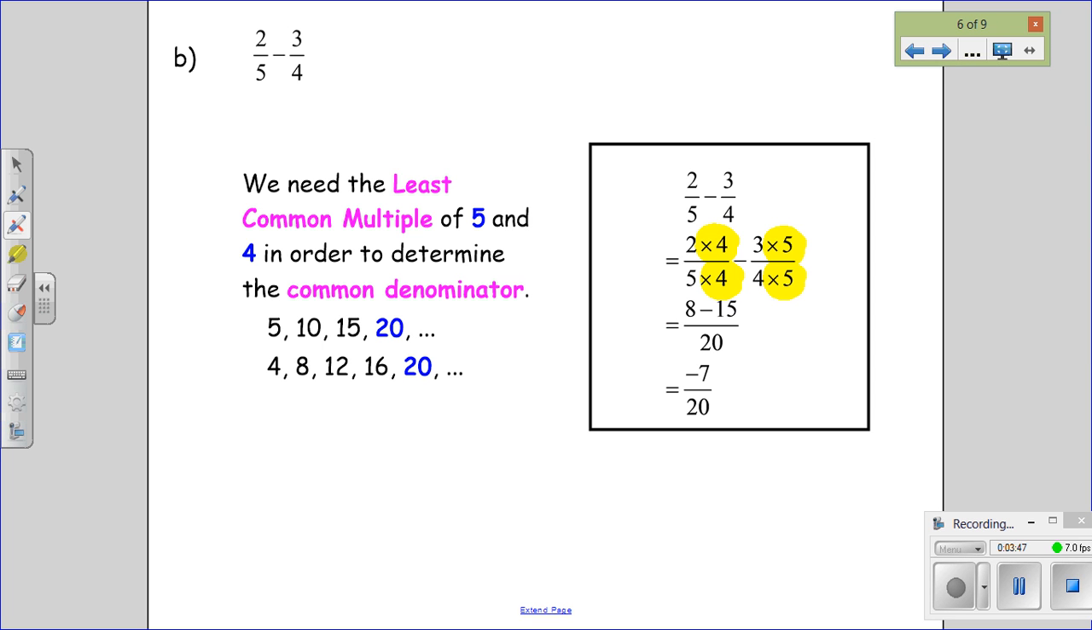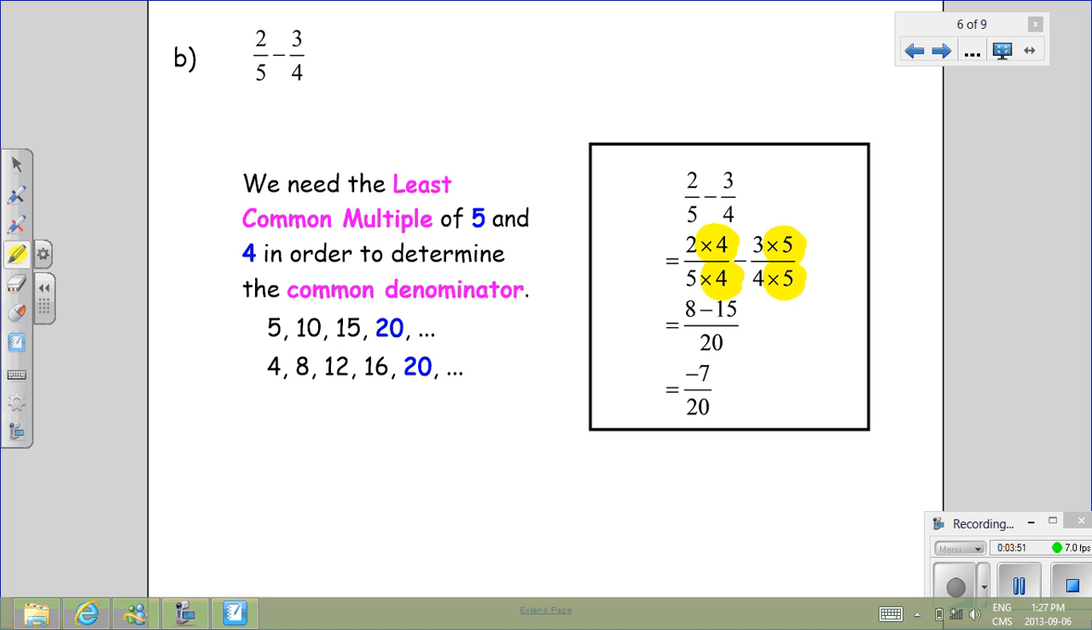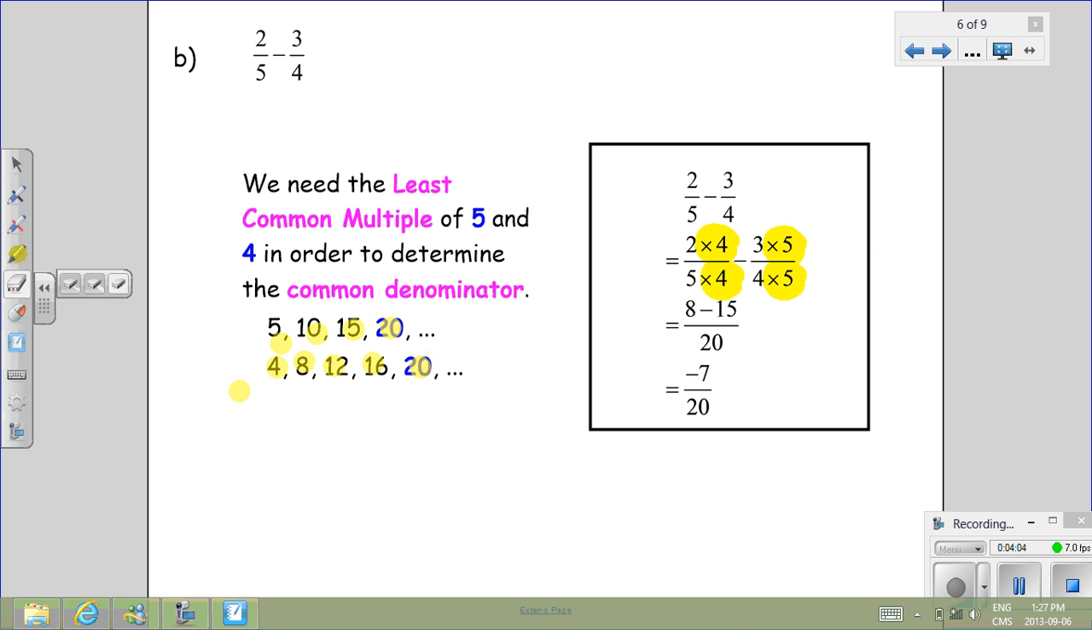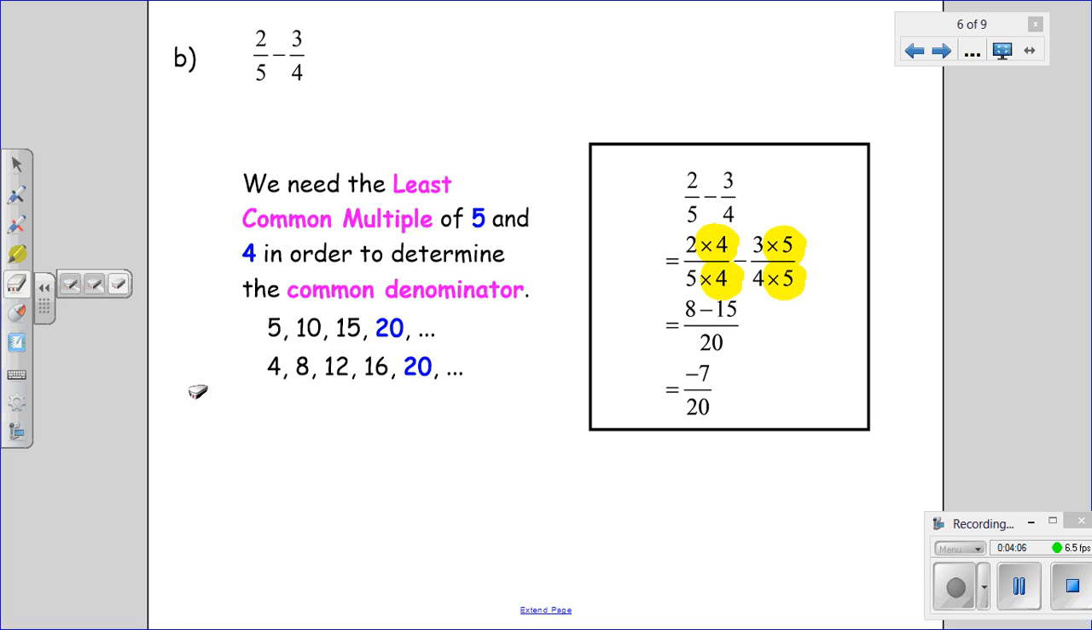When I look at 2/5 and 3/4, I need to look at my denominators again. 5 times 1 is 5, 5 times 2 is 10, 5 times 3 is 15, 5 times 4 is 20. Multiples of 4: 4 times 1, 4 times 2, 4 times 3, 4 times 4, 4 times 5, and I see that the first one that's common to both of them is this 20.